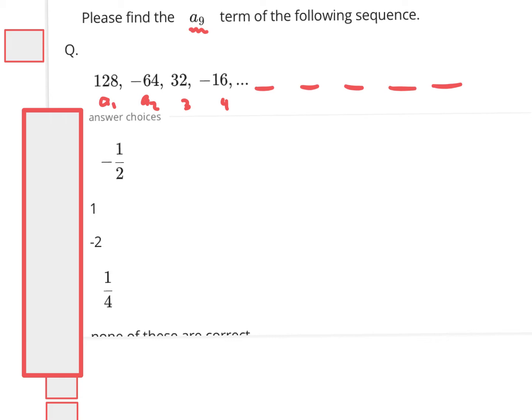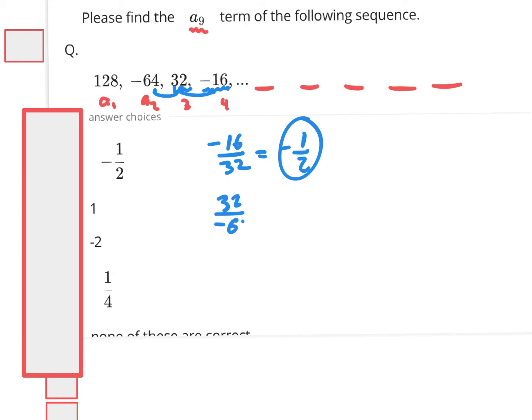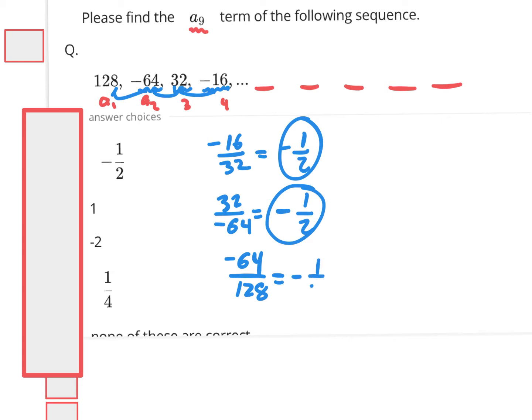As you could see, it looks like a common ratio. So if you take the negative 16 and divide it by the previous number, 32, negative 16 divided by positive 32, that will reduce down to negative 1/2. If you take 32 and divide it by the previous negative 64, 32 divided by negative 64, it'll also be negative 1/2. Of course, you could do this on the calculator. If you take negative 64 and divide it by the previous 128, negative 64 divided by 128 on a calculator will also reduce down to negative 0.5 or negative 1/2. So as we could see, the common ratio is negative 1/2.